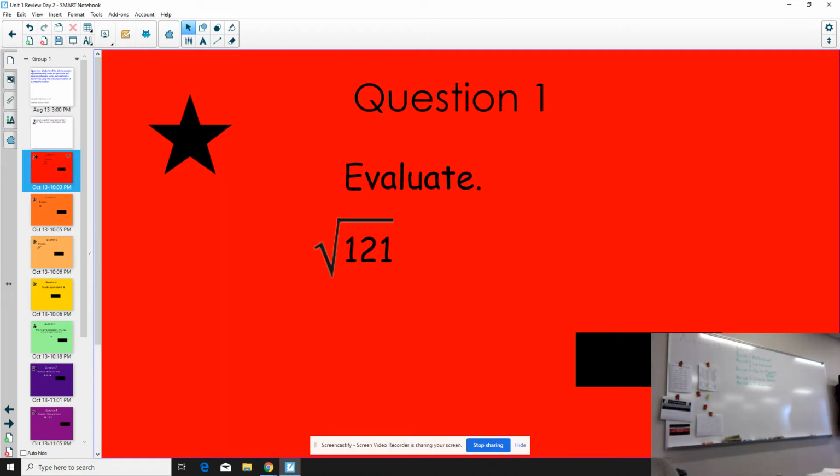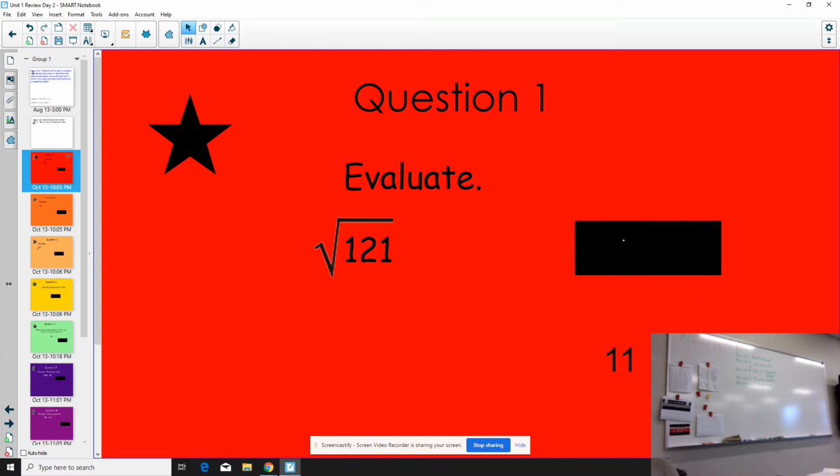All right, now that you have your materials out, number 1, please write your answer down and then we will check. Okay, so this is the square root of 121. It means what number times itself gives you 121. So if I look at my multiplication table, 11 times 11 is 121.